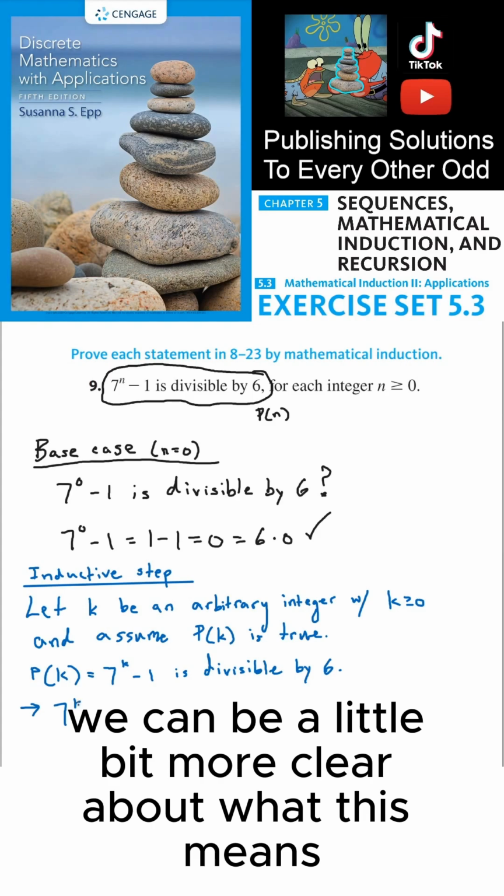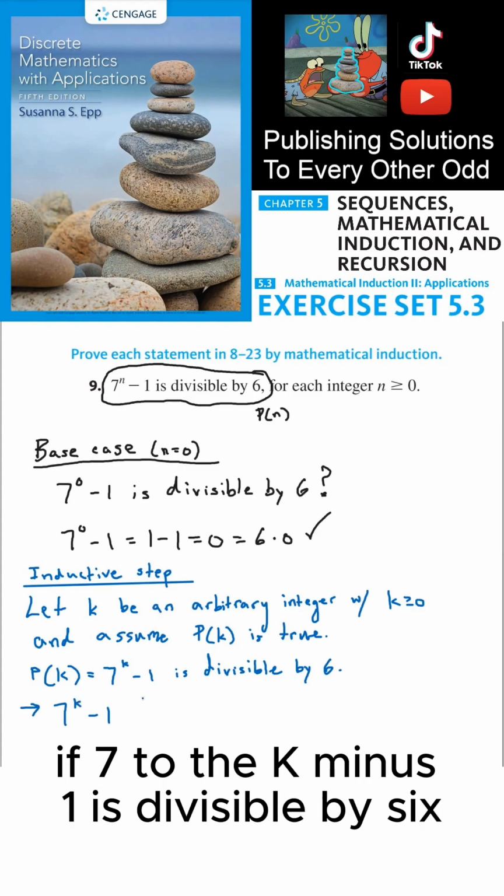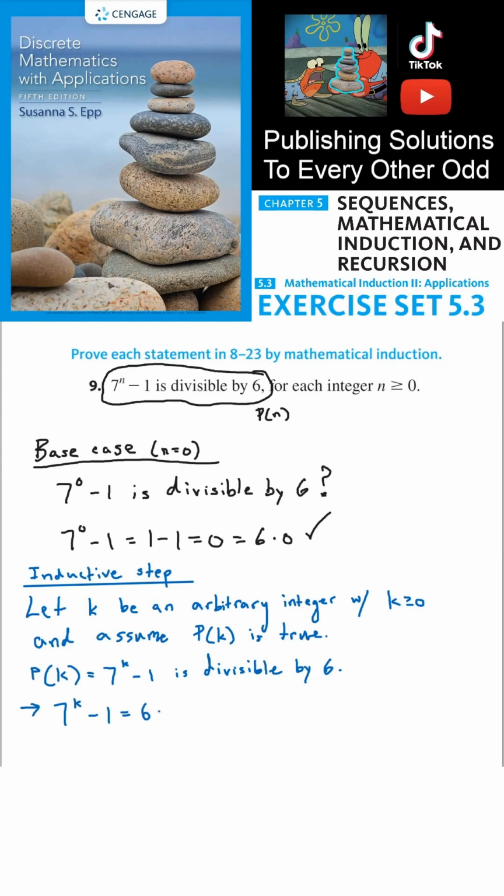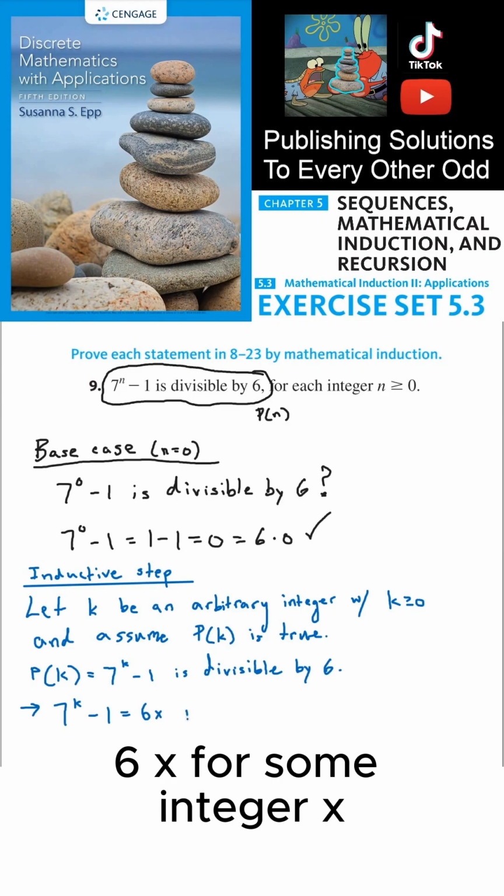Now we can be a little bit more clear about what this means. If 7 to the k minus 1 is divisible by 6, then this means that 7 to the k minus 1 is equal to 6x for some integer x.